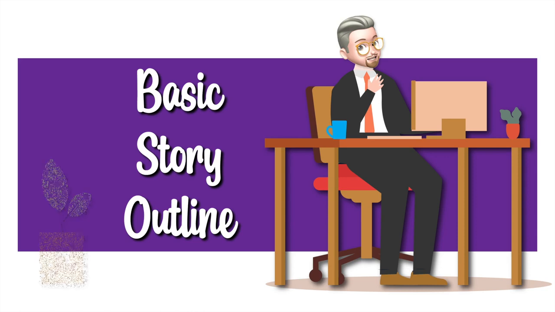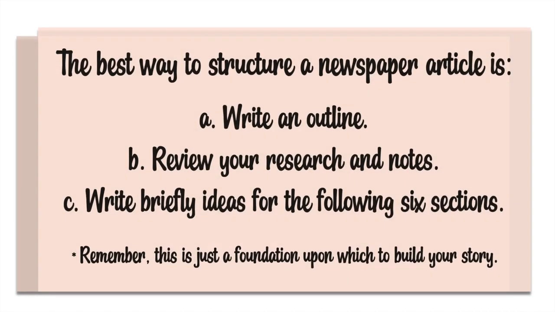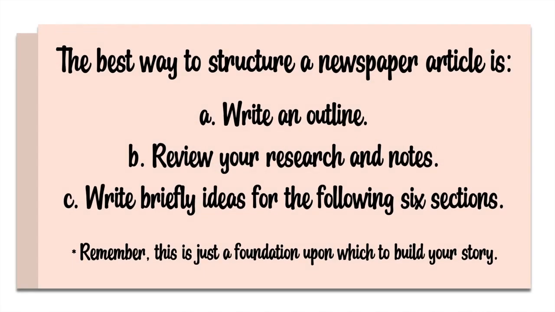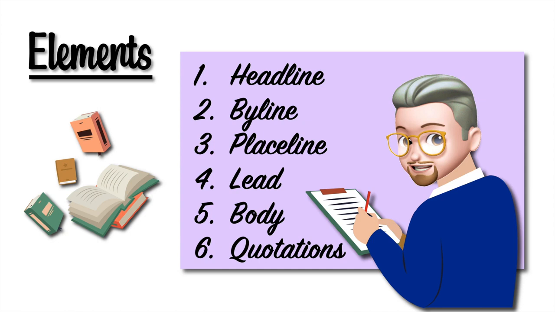Basic story outline. The best way to structure a newspaper article is A. Write an outline. B. Review your research and notes. C. Write briefly ideas for the following 6 sections. Remember, this is just a foundation upon which to build your story. Now let's look at the elements of a newspaper article. Number 1, the headline. Number 2, the byline. Number 3, the placeline. Number 4, the lead. Number 5, the body. And number 6, quotations.